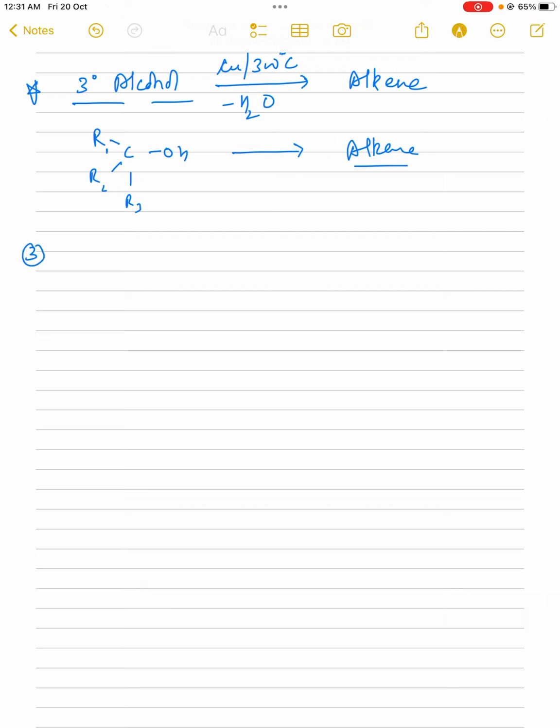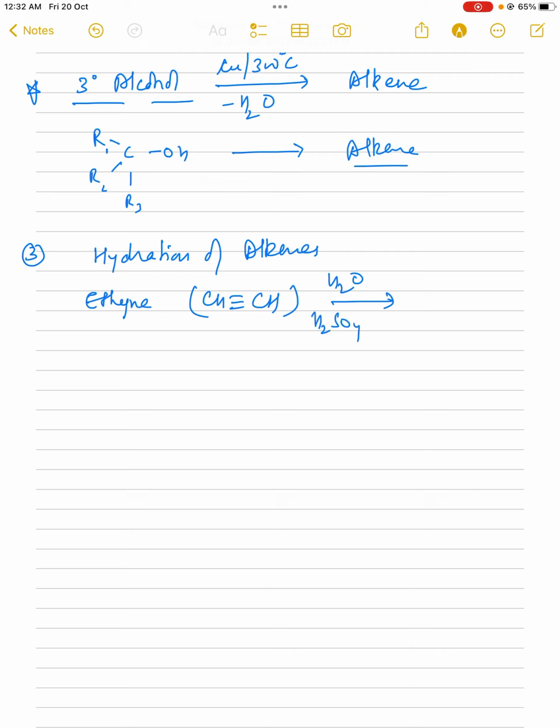Another one is hydration of alkynes. Suppose we took ethyne, CH triple bond CH. This is ethyne. If we put H2O in presence of H2SO4 and HgSO4, then we will get ethanal, CH3CHO. This is ethanal.